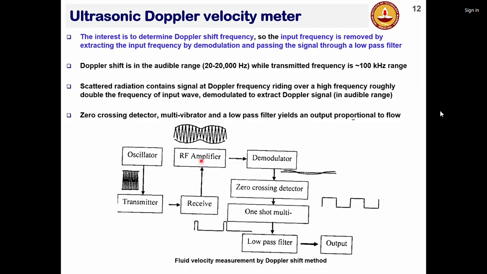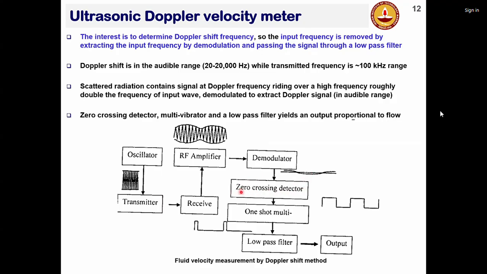This amplified signal would look something like this. You can see that it has a low frequency component like this and a high frequency component like this. So you need a demodulator that segregates this high frequency from the low frequency signal, and then it truncates all the high frequency signals and only leaves this low frequency signal. And that is the Doppler frequency that we are trying to measure.